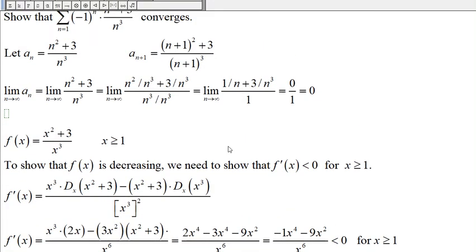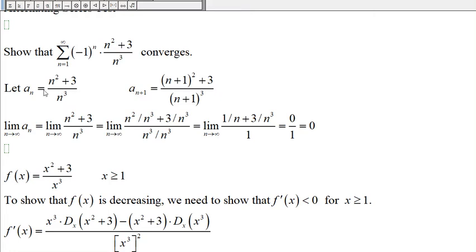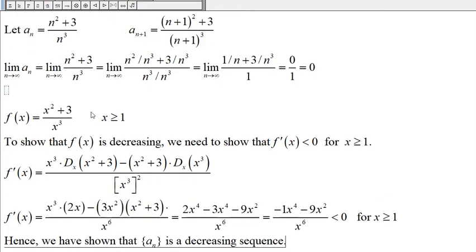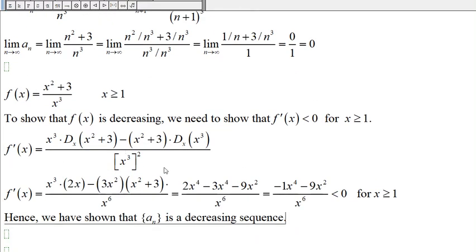And so, in summary, if we want to compare a sub n and a sub n plus 1, and we cannot compare them directly, then the alternative would be to show that the derivative is negative for x greater than or equal to 1. That's the other way, and that's how we show that the sequence is decreasing.